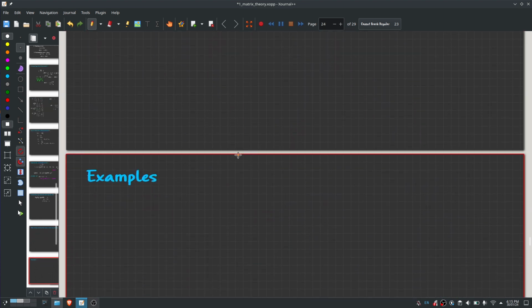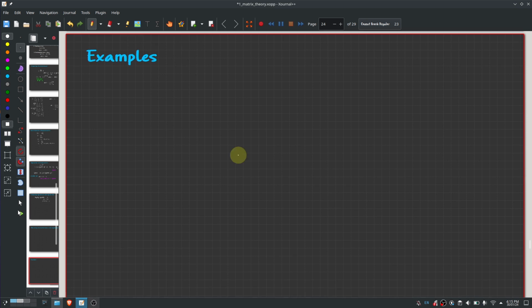Okay, so let's look at some quick examples. Very simple examples at first. Suppose I have the n by n matrix of all zeros. What are the eigenvalues? N zeros, 0 repeated n times.